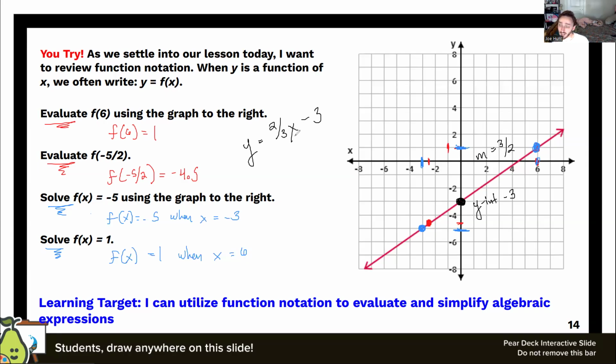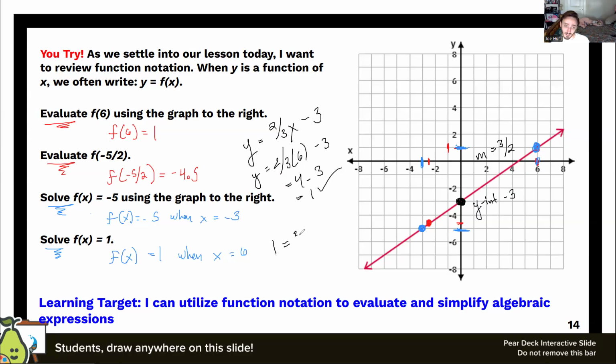You can check your solutions to this particular instance. So if I wanted to evaluate, say, f of 6, I could say that y is equal to 2/3 times 6 minus 3. 2/3 of 6 is going to be 12 over 3, so that's 4 minus 3, and I'll see here an answer of 1, which is exactly what I got graphically, so I know I'm on the right track there.